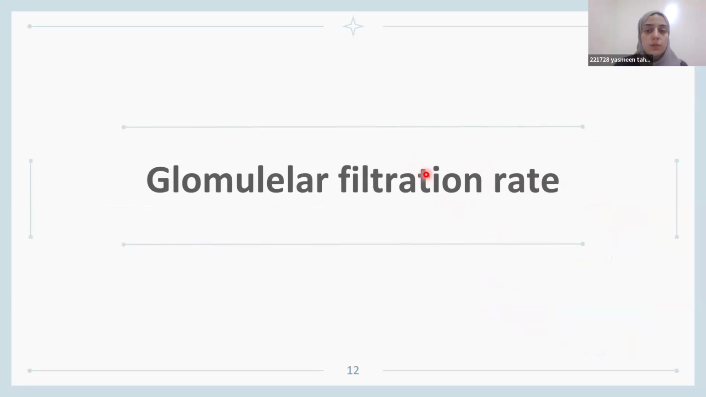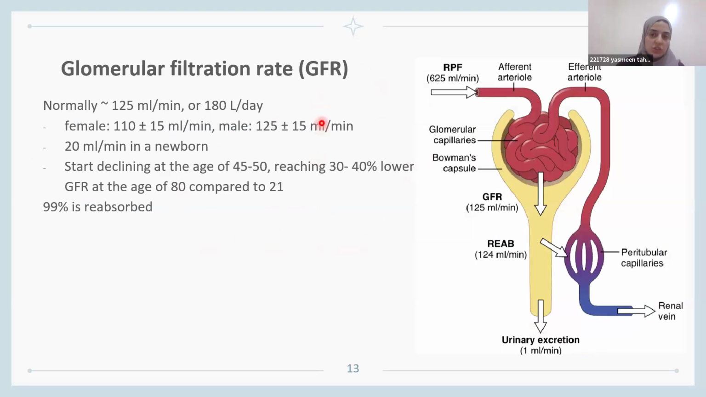Now we come to glomerular filtration rate. It's the bulk of today's lecture. It's most of the heavy content of the lecture. So what is glomerular filtration rate? It's basically a value in milliliters per minute of how much the glomeruli of the kidney are filtering per minute or per day. So normally glomeruli filter 125 mils per minute or a total of 180 liters per day.